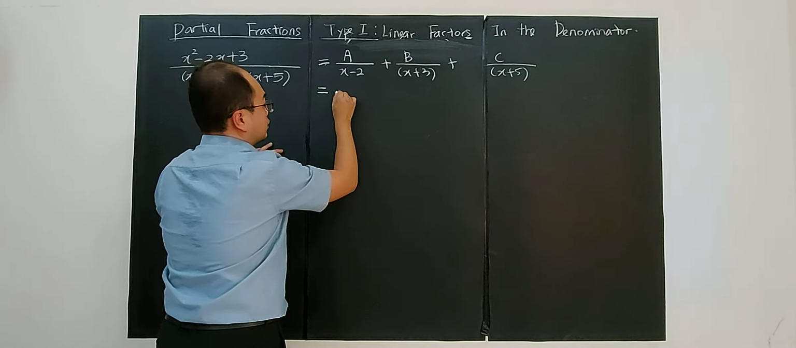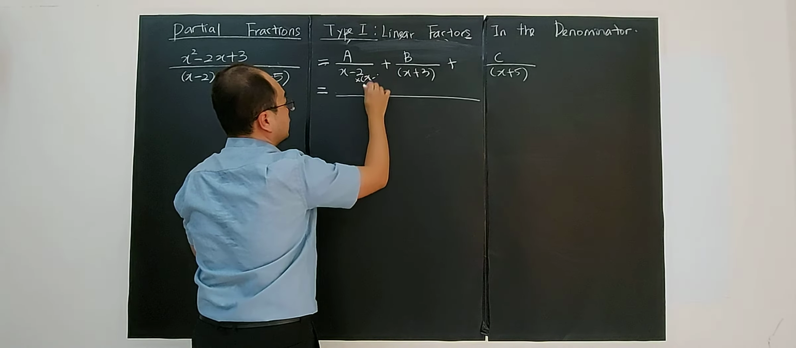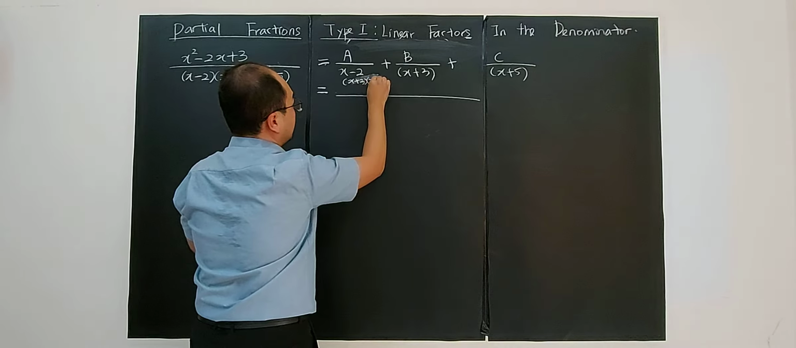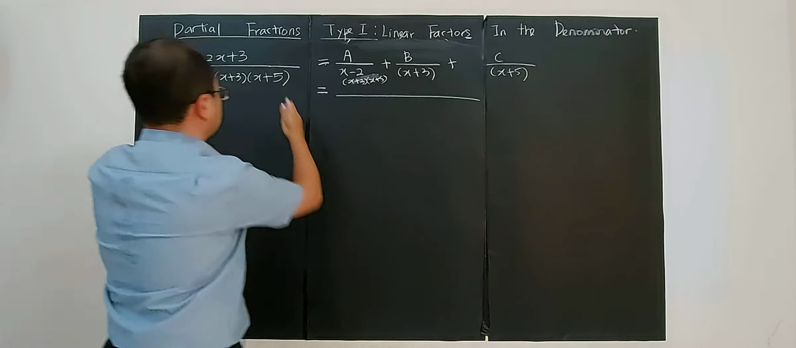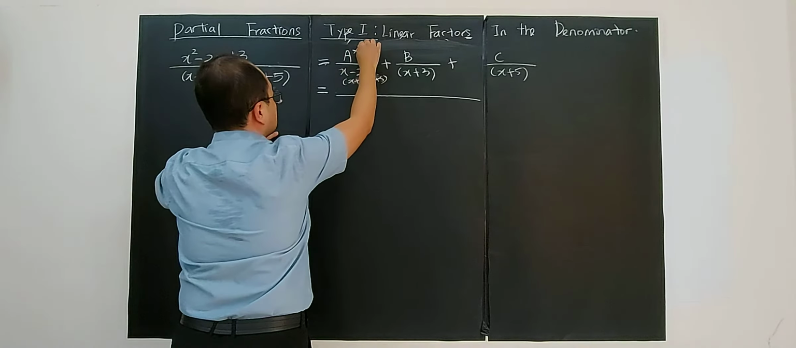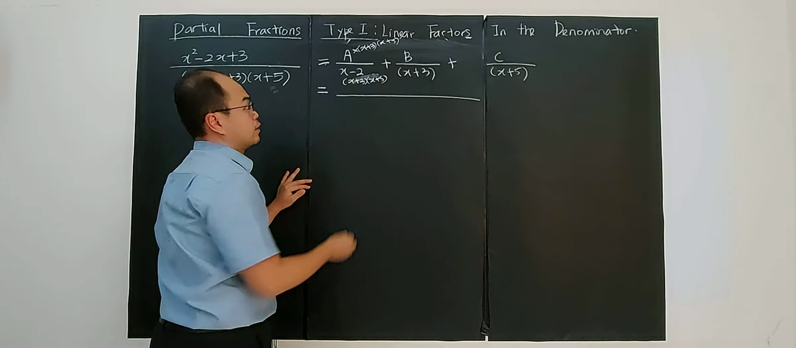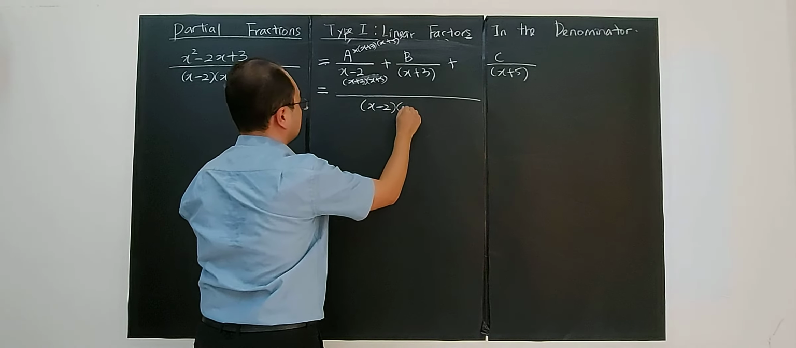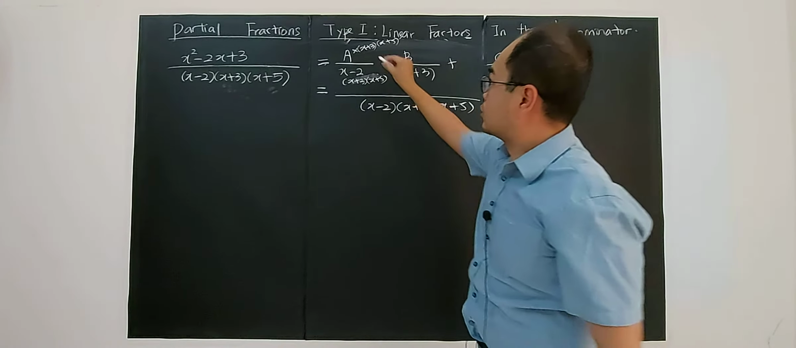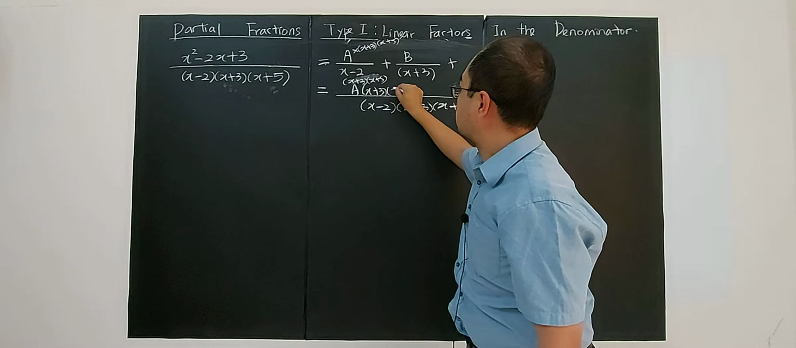Everything here you have to multiply with x plus 3 and x plus 5, because you want to get back the original denominator. You already have x minus 2, so you need to multiply these two. The same on top. So below you have x minus 2, x plus 3, x plus 5. Your A will be multiplied by x plus 3 and x plus 5.